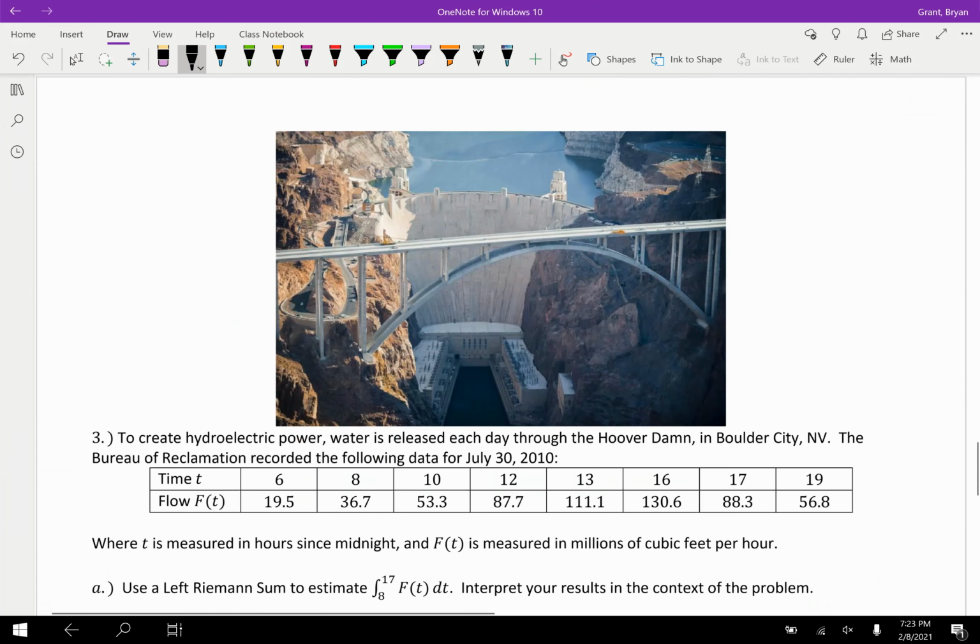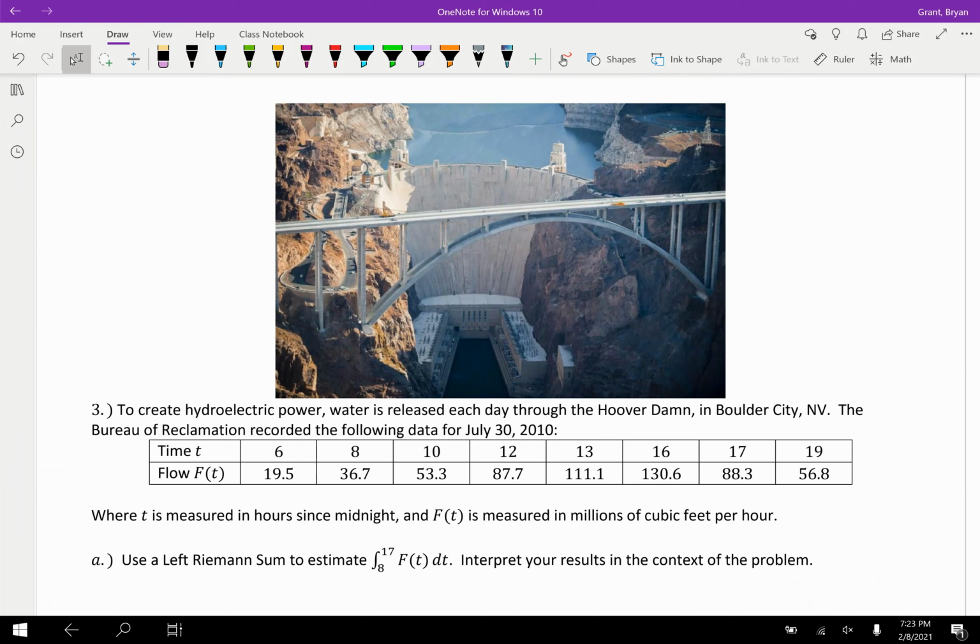All right, last one. This one's somewhat local since I'm based out of Nevada. So to create hydroelectric power, water is released each day through the Hoover Dam. And that's funny. I wonder if my autocorrect changed it here.